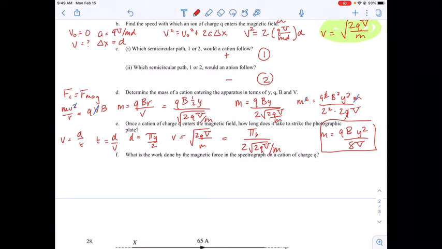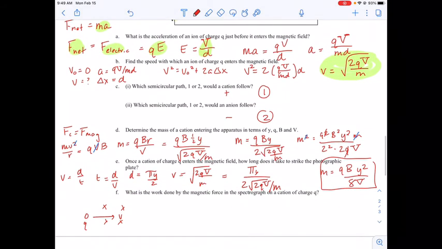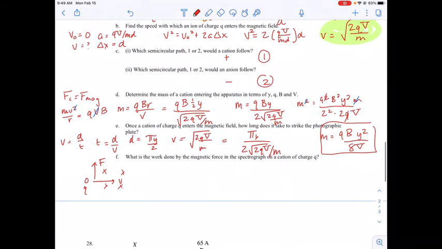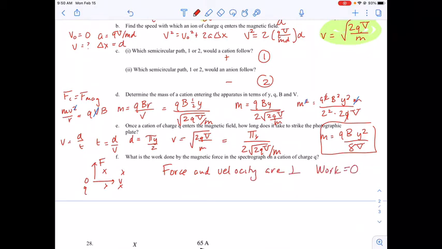Part F, what is the work done by the magnetic force in the spectrograph on a cation of charge Q? Okay, so what's happening here is we've got a magnetic field, got the charged particle entering the magnetic field perpendicular to the magnetic field, and then it exerts, so there's my velocity, and then the force is, for this charged particle, going to be perpendicular to that velocity. So because force and velocity are perpendicular, the work is 0.